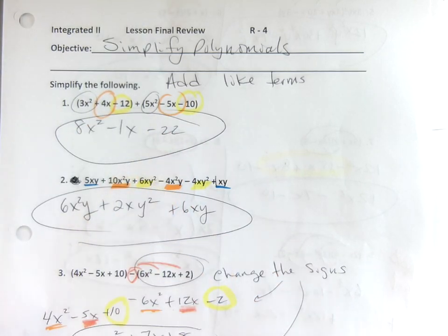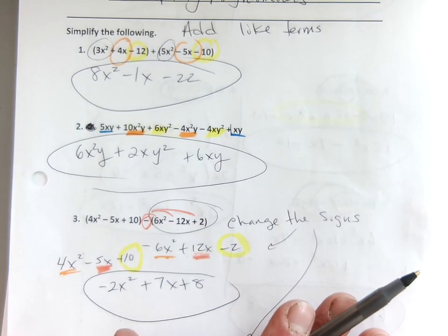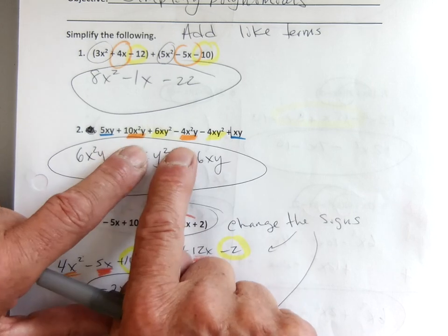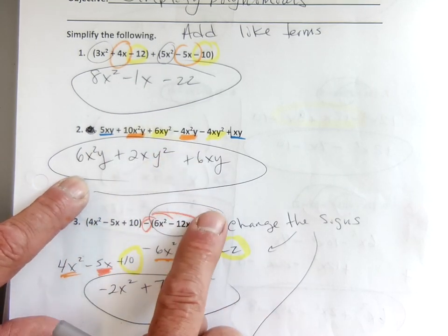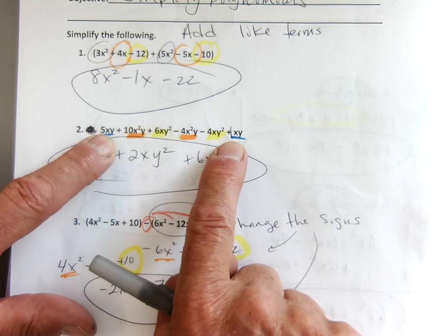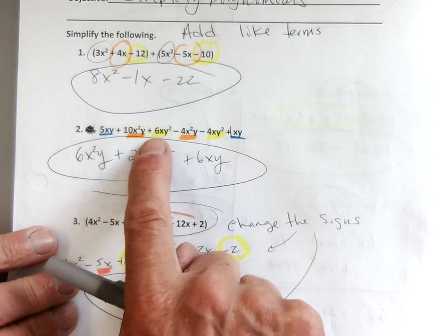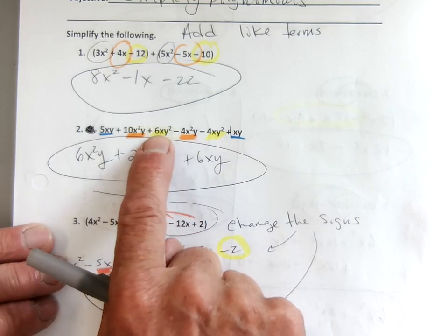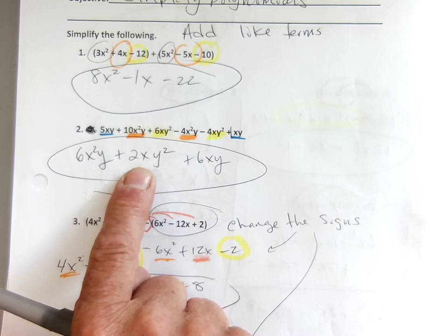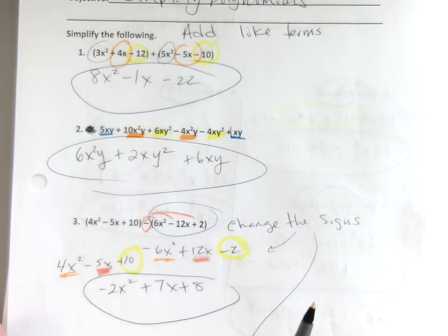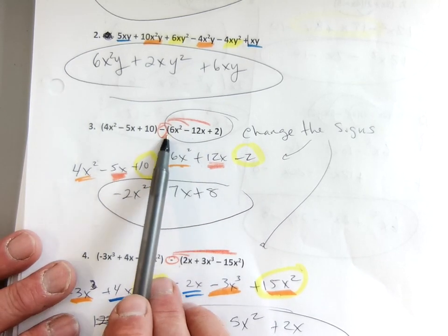That's all. Number 2, same thing, except it's a little bit confusing because some of them look the same, but these two are the same. These are x squared y's. We're going to have a 6x squared y. These are the same. Those are xy's. We're going to have a 6xy. And these two are the same. Those are xy squareds. So we're going to have a 2xy squared. So combine like terms.